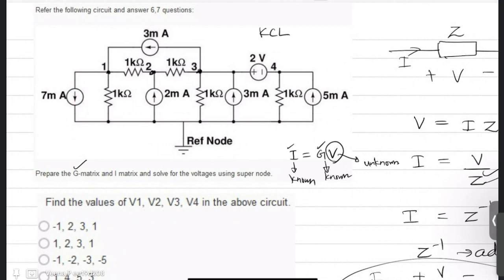So there are several ways to solve this circuit. You can directly write node equations and use the number of equations and unknowns and solve, or you can use the matrix method. But in the given question, it is inherently asked to prepare the conductance matrix. So let us move that way.